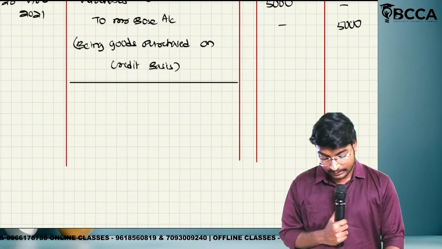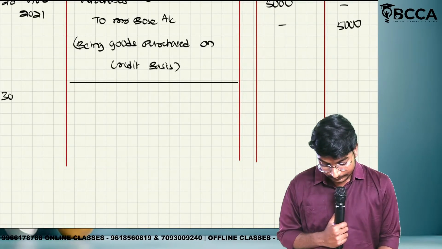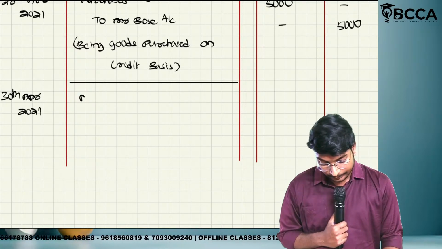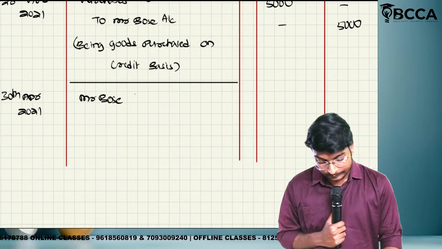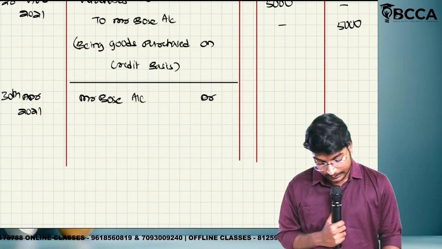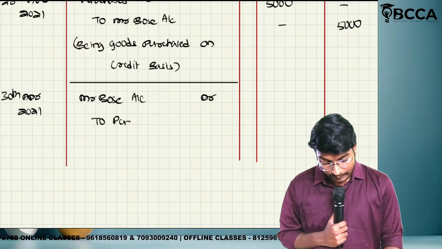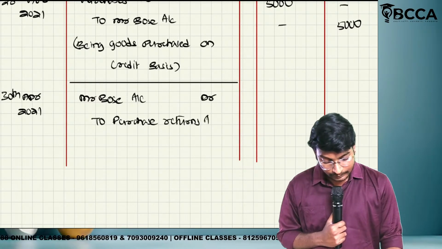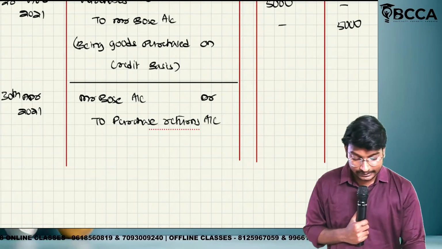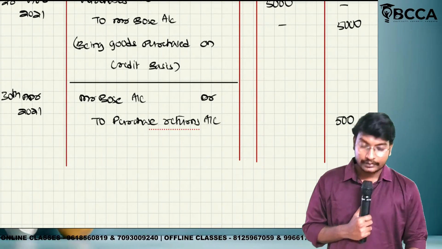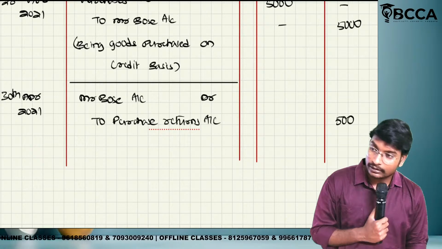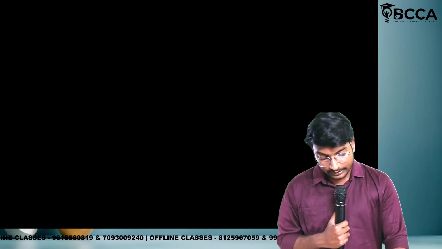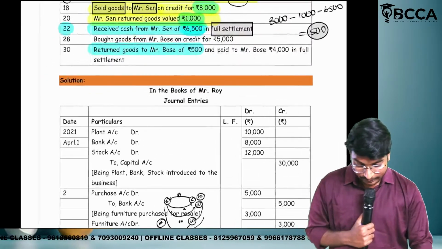On which date? 30th April 2021. Mr. Bose account debit to purchase returns. How much amount of returns? 500. Can I write the compound entry? Okay.